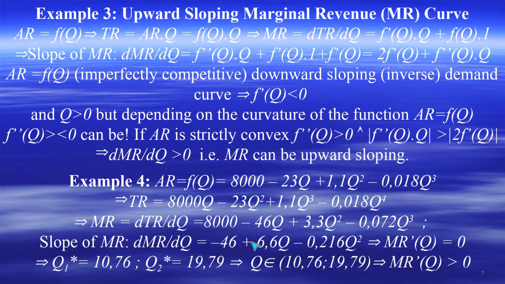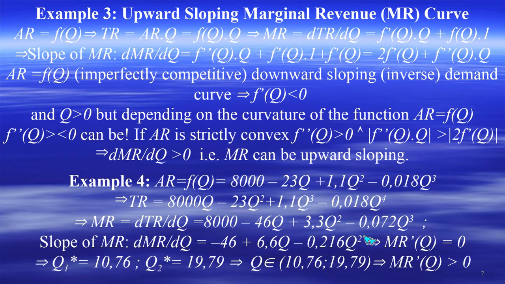This is a parabola. Can it be zero? Yes, it can be zero. Where can it be zero? Where this second degree equation has its roots. You can find them with the discriminant method, minus b plus or minus square root of b square minus 4ac over 2a, you know. Make it as an exercise, and you will find two roots, q1 star, 10.76, and q2 star, 19.79.